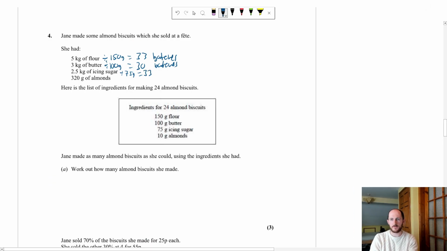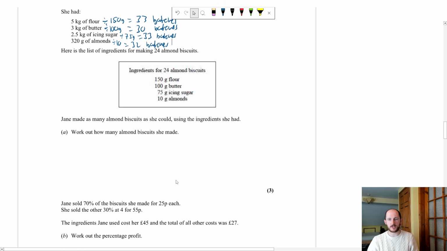So at the moment, it's definitely going to be 30 batches. But 320 grams of almonds divided by 10 gives me 32 batches. So we pick the smallest number because the butter is the limiting ingredient. We can make 30 batches before we run out of butter. Without butter, we can't make any more biscuits. So she makes 30 batches.